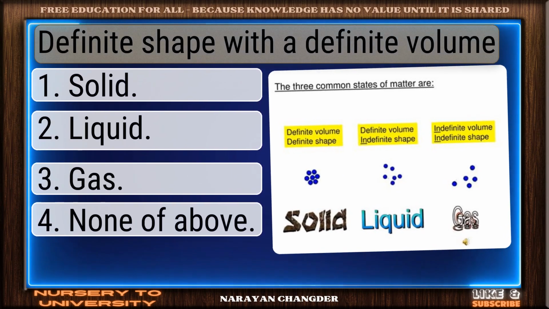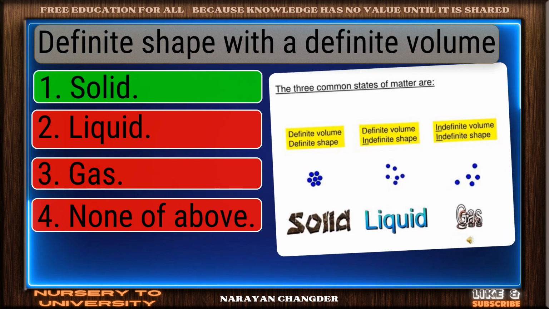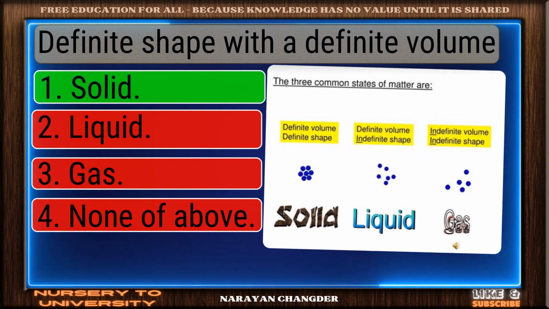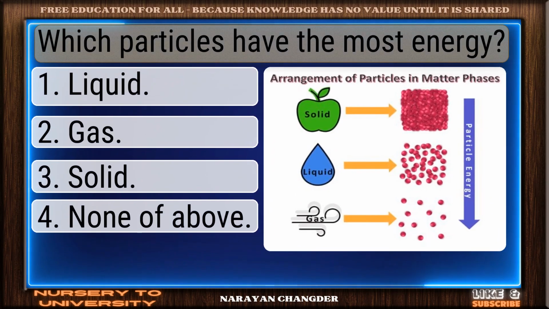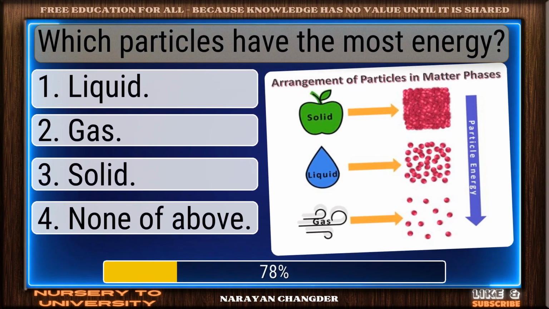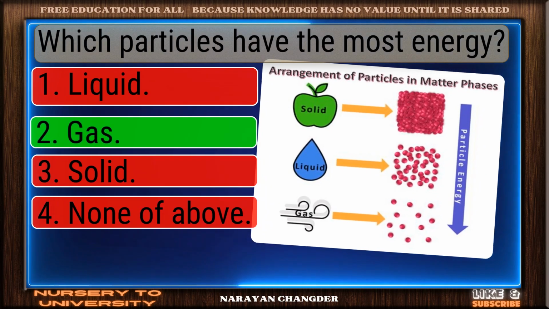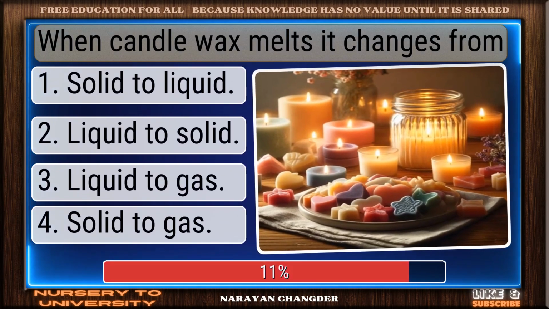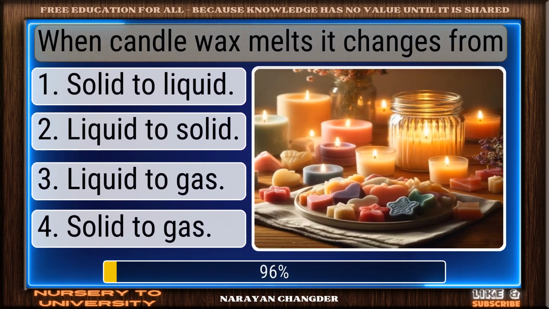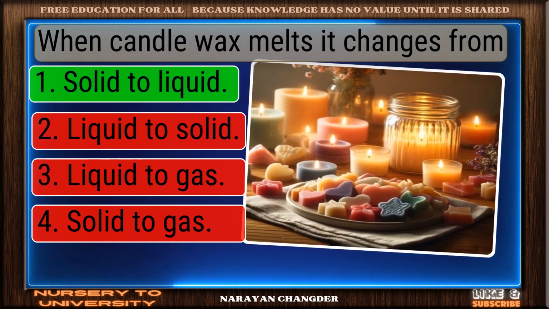Definite shape with a definite volume. Nice work. You chose solid, and it is correct. Which particles have the most energy? Nice selection. Gas is the correct and valid answer. When candle wax melts, it changes from... Good job. Your answer, solid to liquid, works well here.